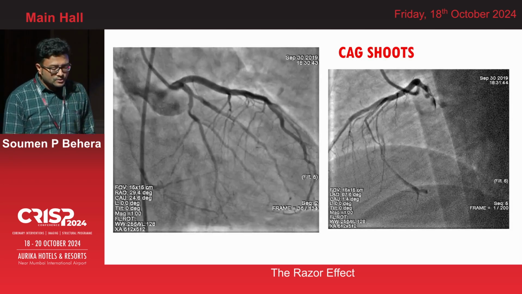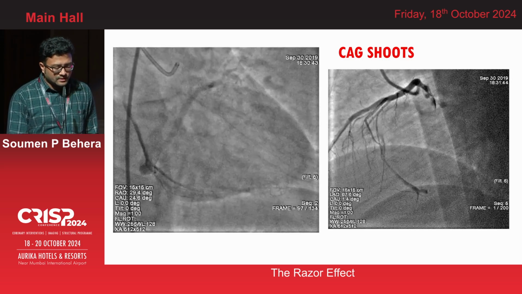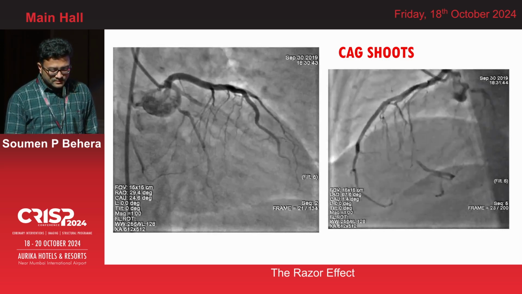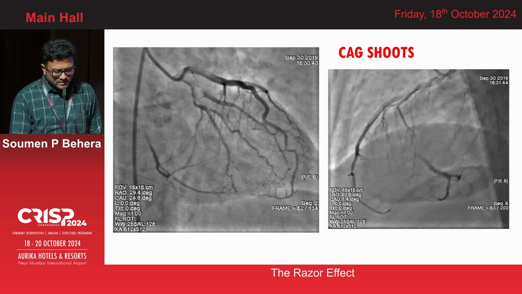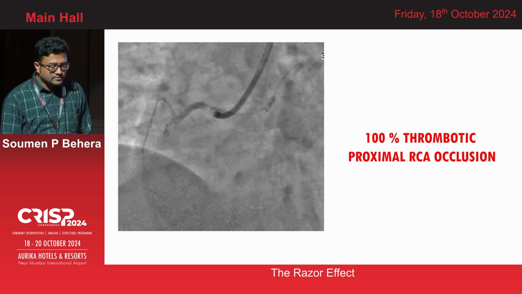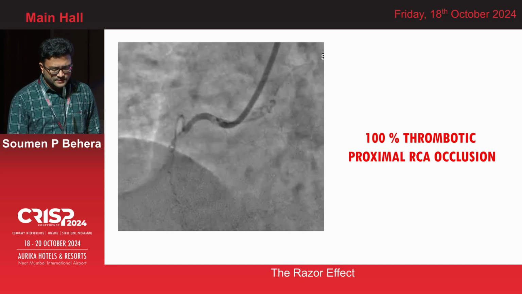These are the angiogram views of the left system, which shows normal LAD and LCX with retrograde filling of the RCA. This is the RCA view, which shows 100% occlusion from the mid-proximal RCA.